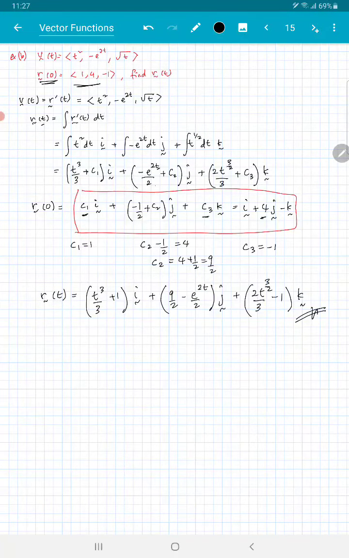So in this case, we only integrate once, because we're given velocity and we want to find r. But if you're given acceleration and you want to find r, you have to integrate twice. Okay, that's it. Thank you.